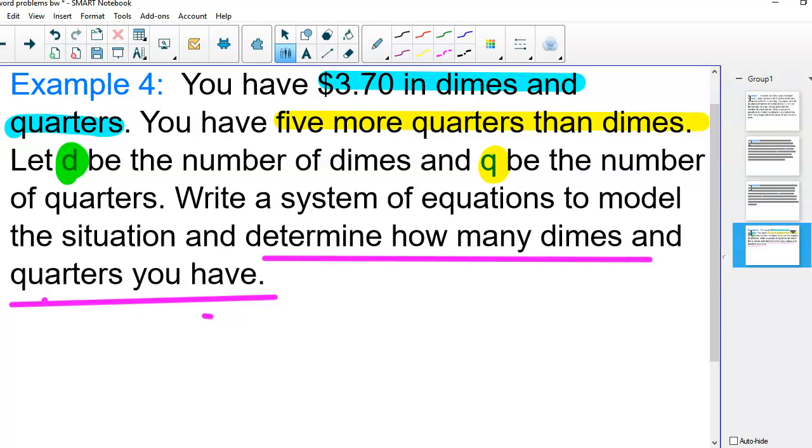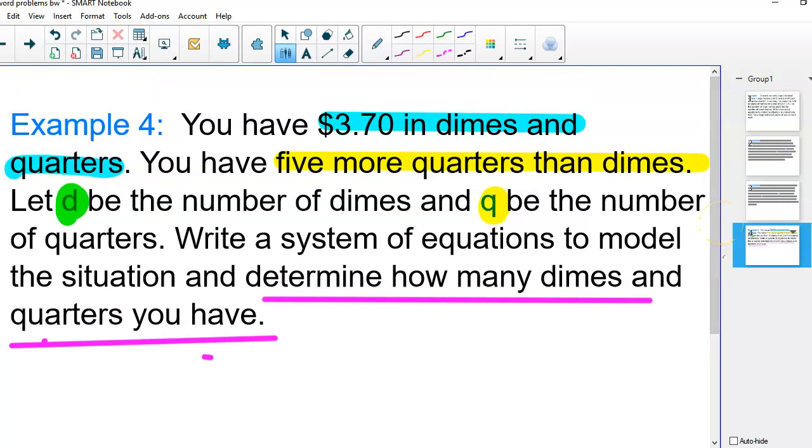Say that one more time, a little louder. Q equals 4.35. So we're setting up the equation, not what it equals. So it means D plus Q. That is almost right, but not quite. Setting up the equation.